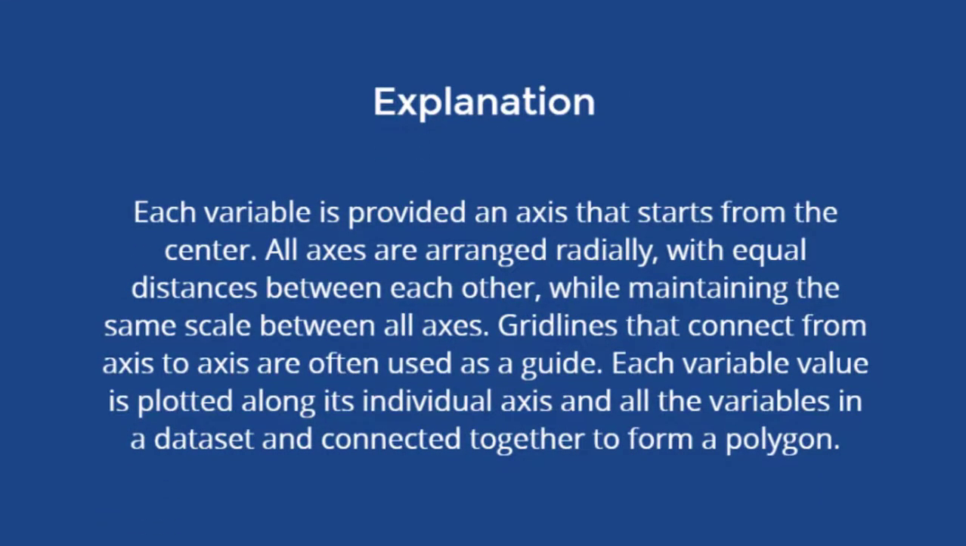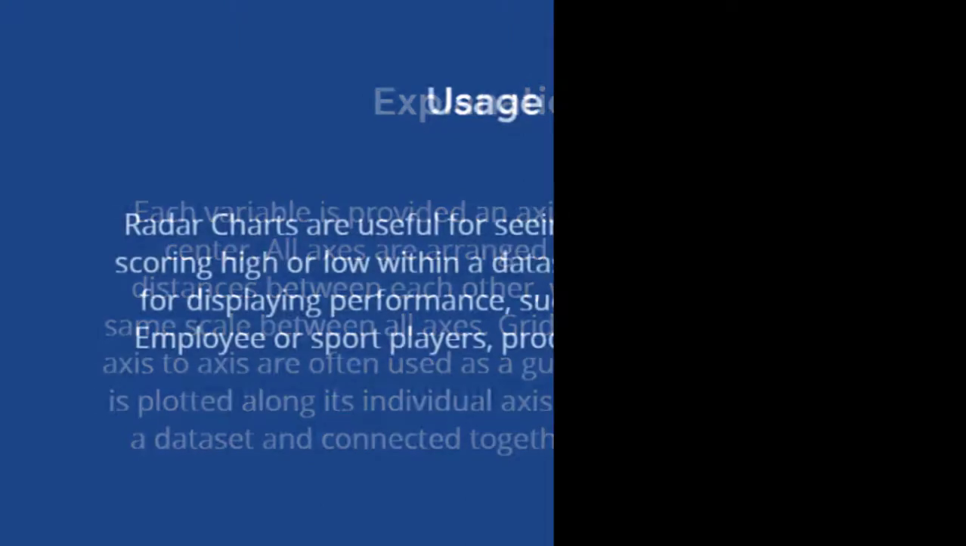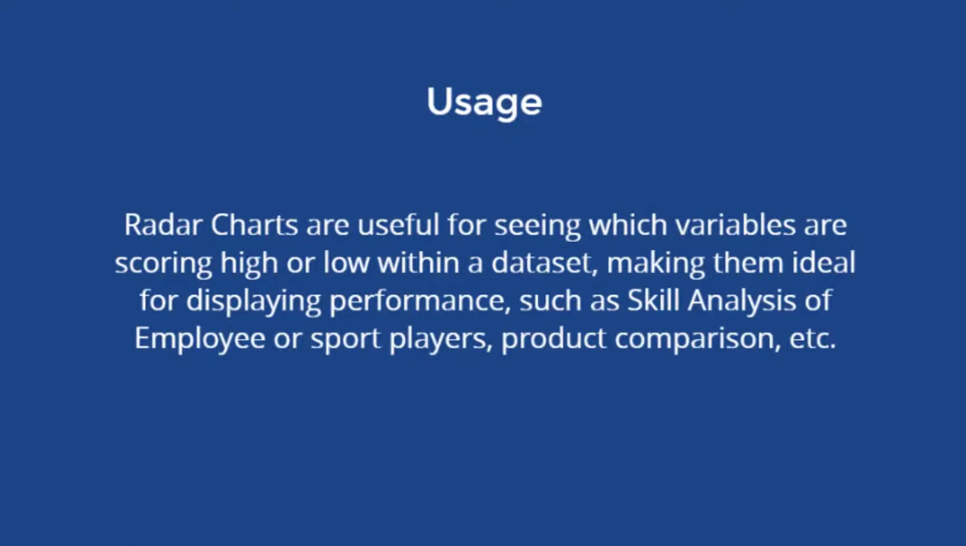We'll get into a bit more explanation. Each variable is provided an axis that starts from the center. All axes are arranged radially with equal distances between each other while maintaining the same scale between all axes. Grid lines that connect from axis to axis are often used as a guide. Each variable value is plotted along its individual axis and all the variables in a dataset are connected together to form a polygon. Let's see what are the uses quickly.